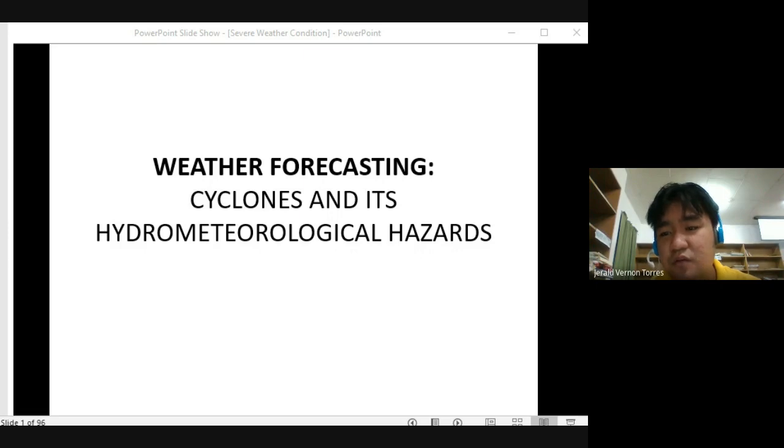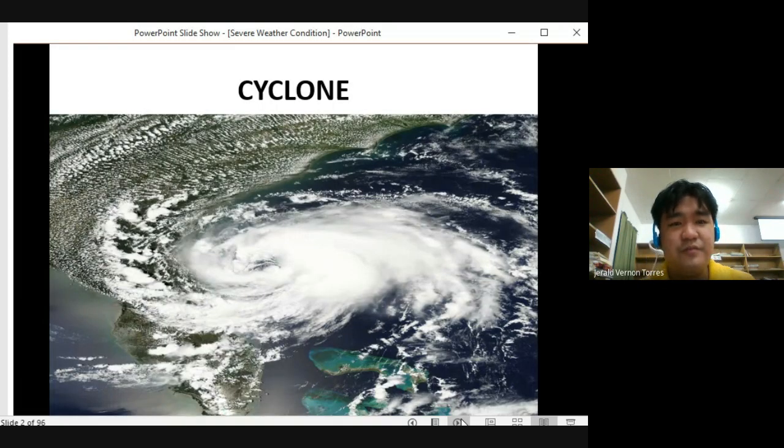So let's begin with the most prominent hazard that your hydrosphere and atmosphere interaction can bring to us, which is your hurricane. Ito, yung hurricane, obviously, the most common among all hydrometeorologic hazards. Now, class, may question ako. Hindi nalilipat yung screen ko. Bakit kaya? Okay, ayun.